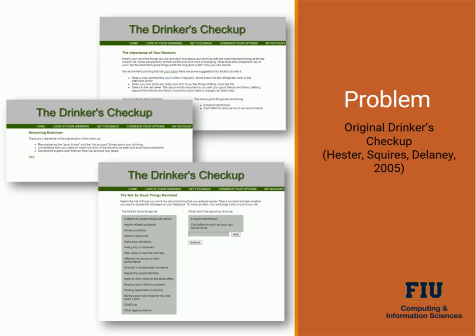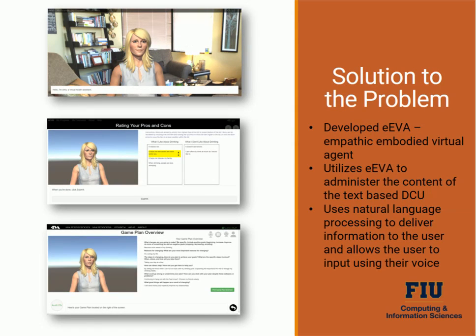Consider the original text-based Drinkers Checkup, or DCU for short, shown on the left of your screen, which is a web-based system that has been shown to reduce drinking by 50%. Although effective, the current text-based DCU is heavily dependent on text and therefore lacks engagement. To solve that problem, the Effective Social Computing Laboratory designed the Empathic Embodied Virtual Agent, eEVA.